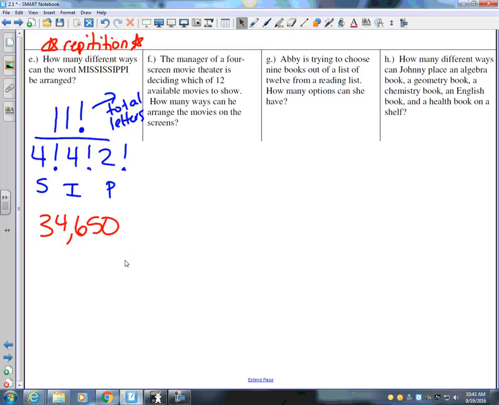Good. Okay. Number F, the manager of a 4-screen movie theater is deciding which of 12 available movies to show. How many ways can he arrange the movies on the screen? Jacob, does order matter or not? Yes. So arrange indicates the order matters. He's picking which one gets the first movie screen, the next movie screen, the third movie screen, and so on. Samantha, what number goes in front? And the number in the back? 4. It's a 4-screen movie theater, so sometimes you have to go back and read. All right, anybody got that one?